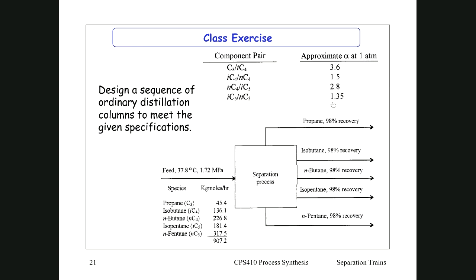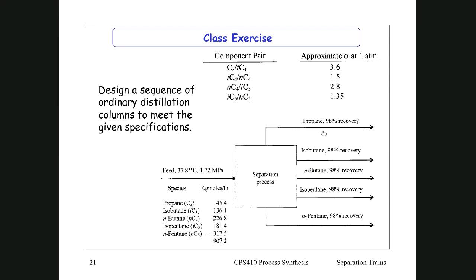You can see that the purity required is about the same for all of these components, so heuristic number 5 is not going to be relevant. And all of these are just normal hydrocarbons, so heuristic 1 is not going to be important.